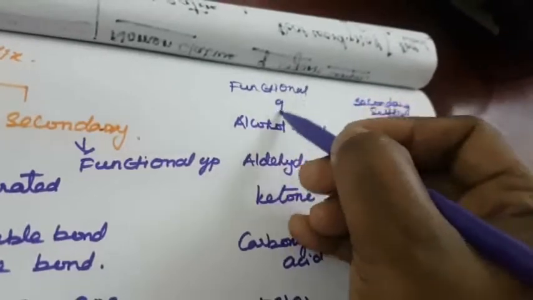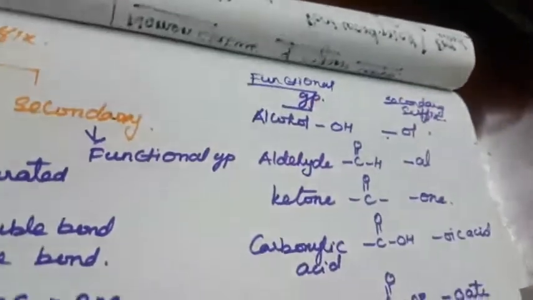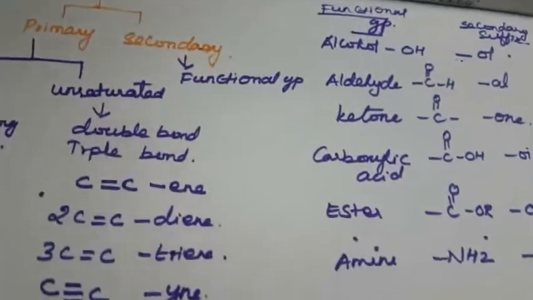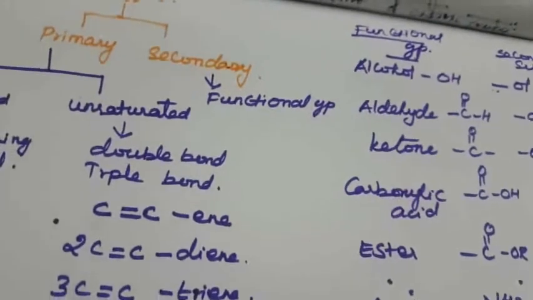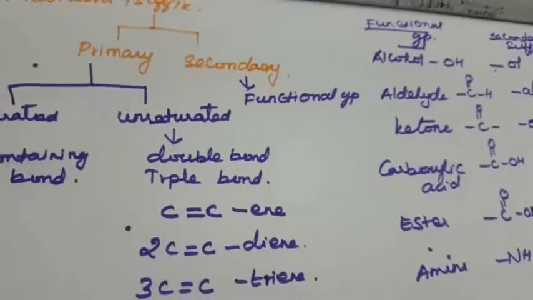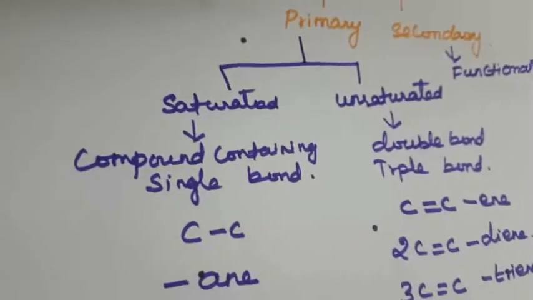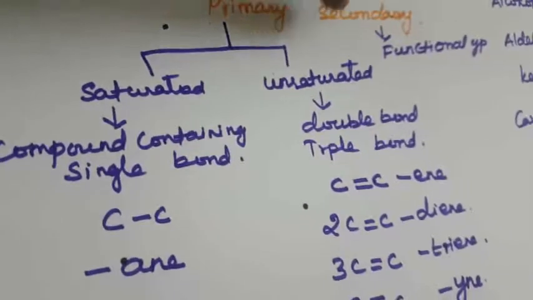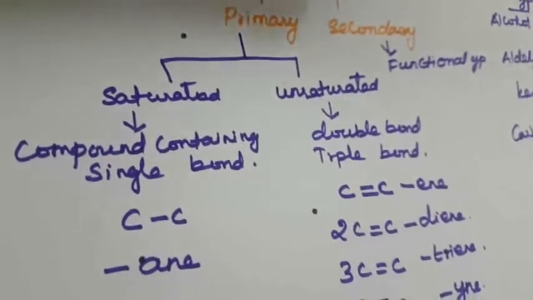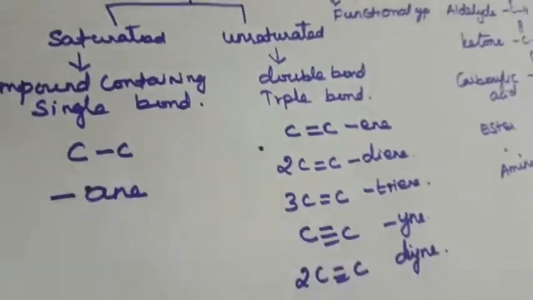Functional group. Okay, next we are going to write the compound. So how to write the name of this compound, IUPAC name. Another one is, what is meant by prefix? Till now we studied the suffix, that is primary and secondary. Primary means saturated or unsaturated. Secondary means the functional group.